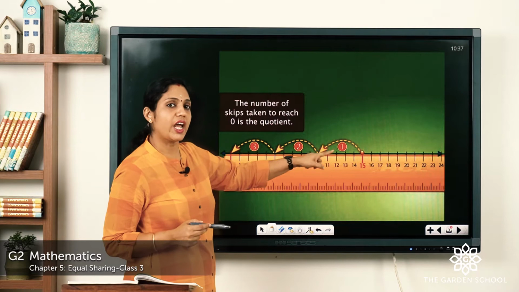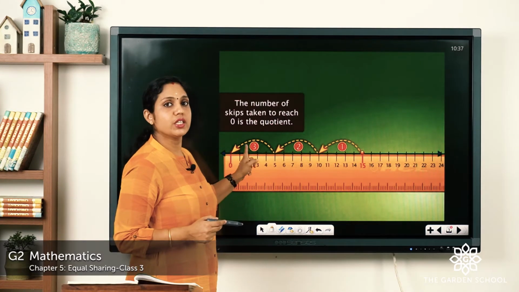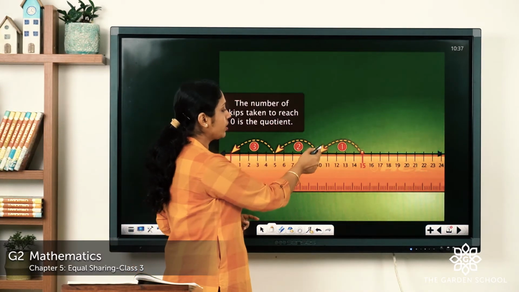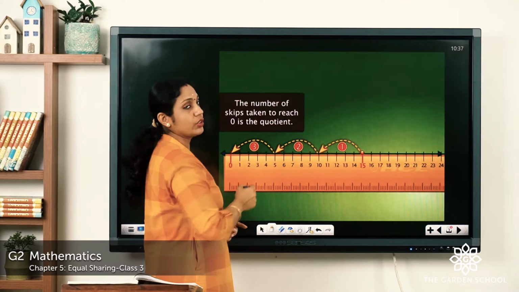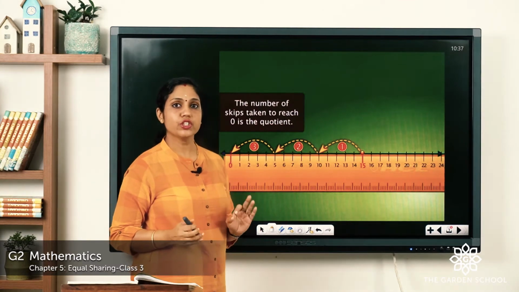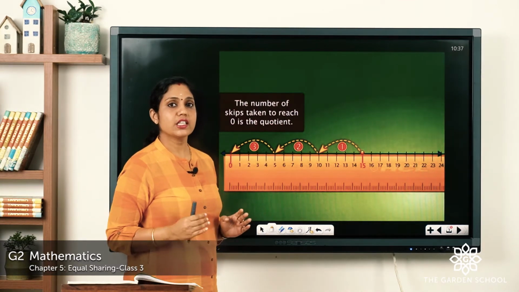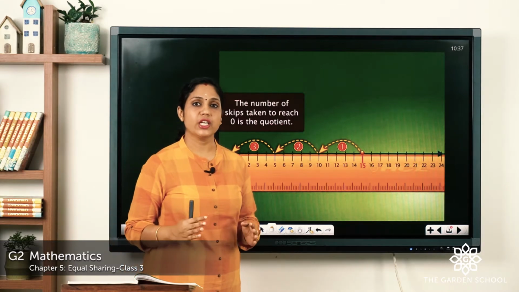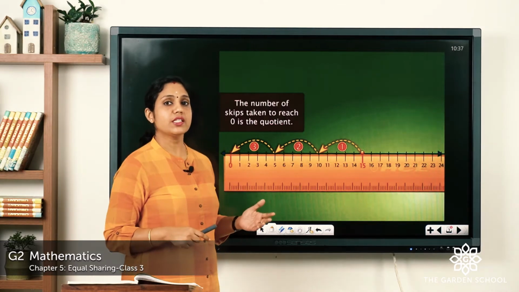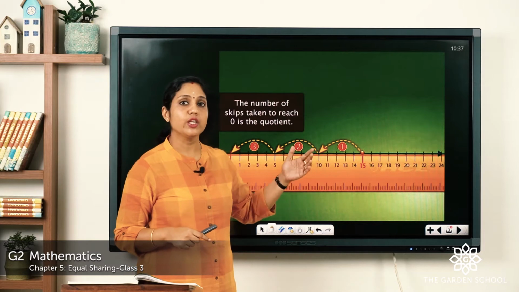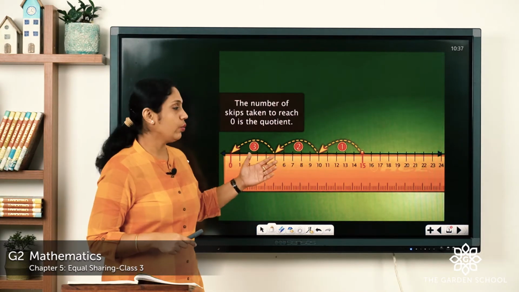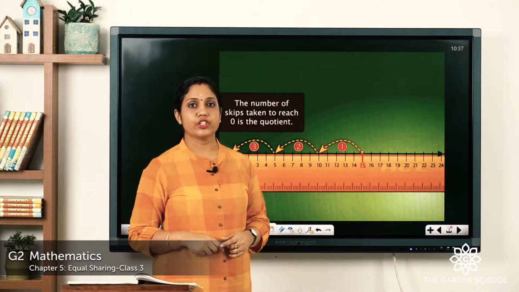So how many times did we jump to reach 0? We jumped 1, 2, 3. So 3 times we jumped to reach 0. So what is the answer? 15 divided by 5 is equal to 3. So we saw this in the repeated subtraction method, and using a number line also we can do this repeated subtraction.